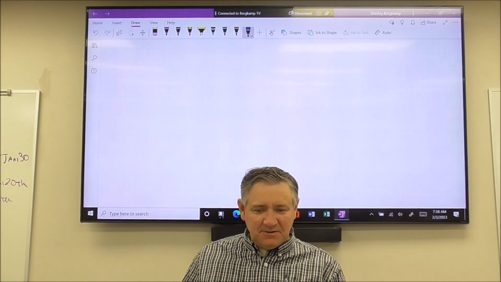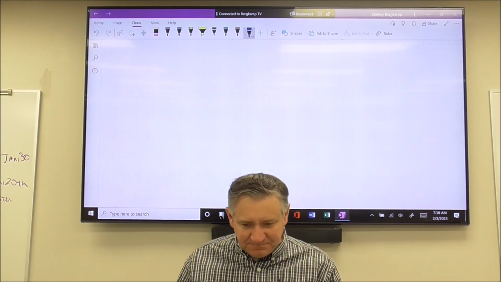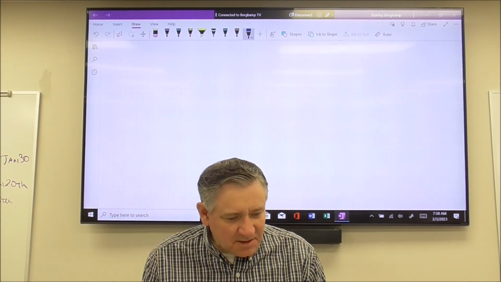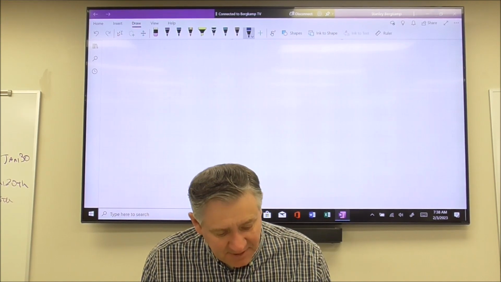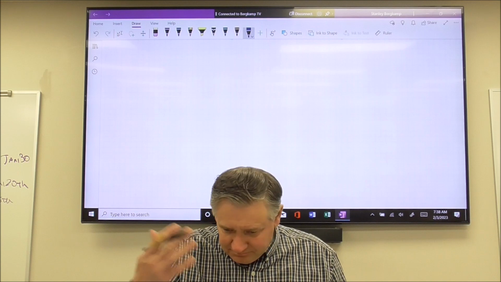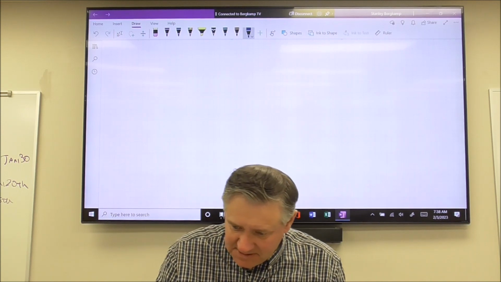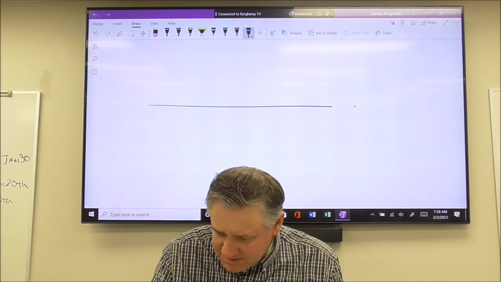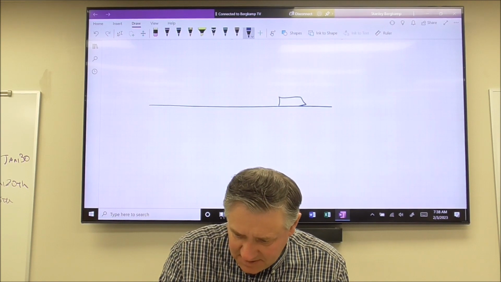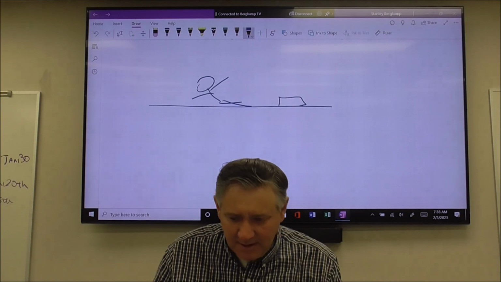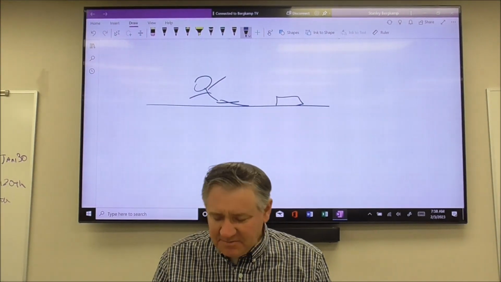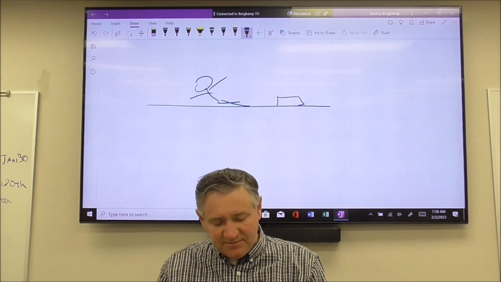Okay, so physics, let's get into it. So let's start with, for example, number 11, with the softball player sliding into second base. So here's your setup, here's second base, here she comes sliding in. Now, let me give you some general words of advice.